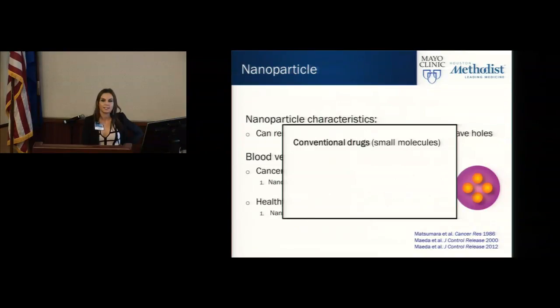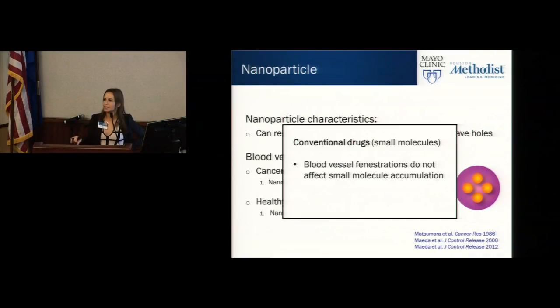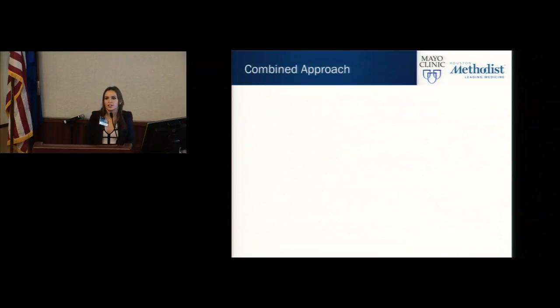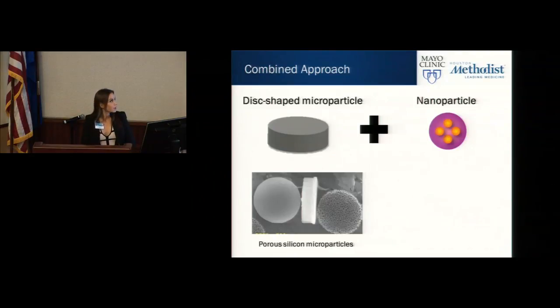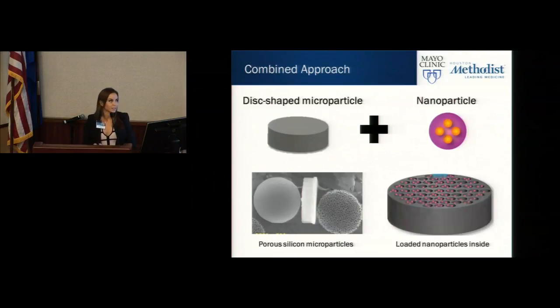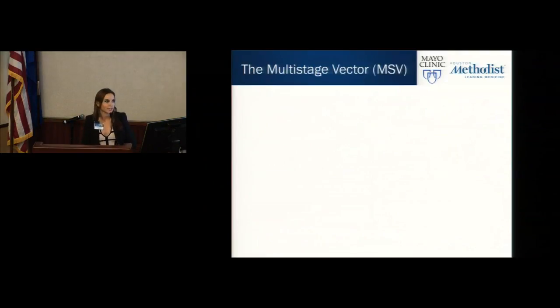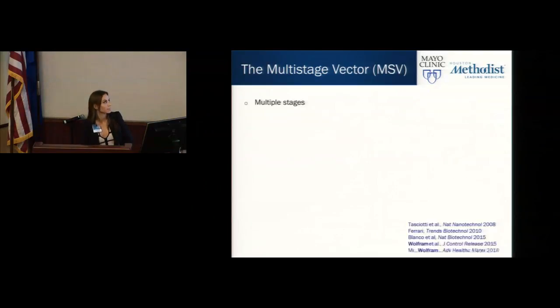And again, if we compare this to conventional drugs, small molecules, we know that blood vessel fenestrations don't really impact small molecule accumulation because small molecules are so small that they can diffuse everywhere throughout the body. So now we utilized two different approaches to achieve higher accumulation of drug delivery systems in tumor vasculature. So we thought, why don't we combine these two approaches? And so we decided to take disc-shaped microparticles using porous silicon microparticles and load them with nanoparticles inside. And this platform we named the multi-stage vector because it has multiple stages.